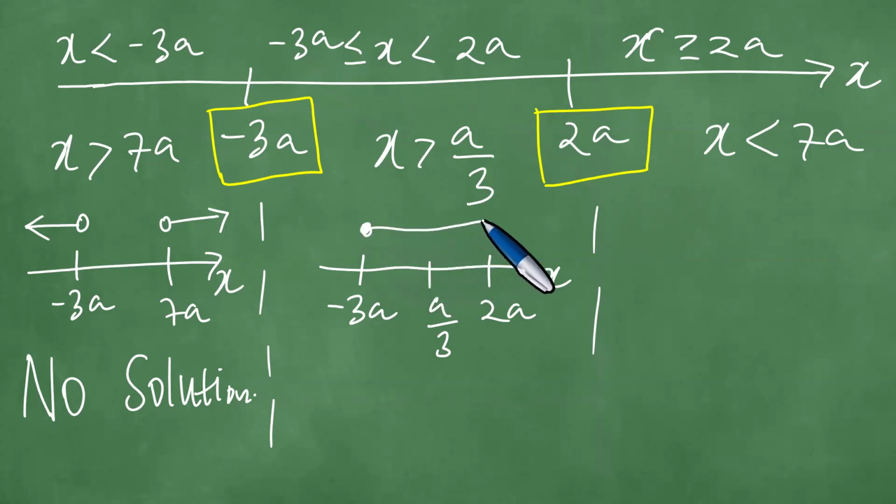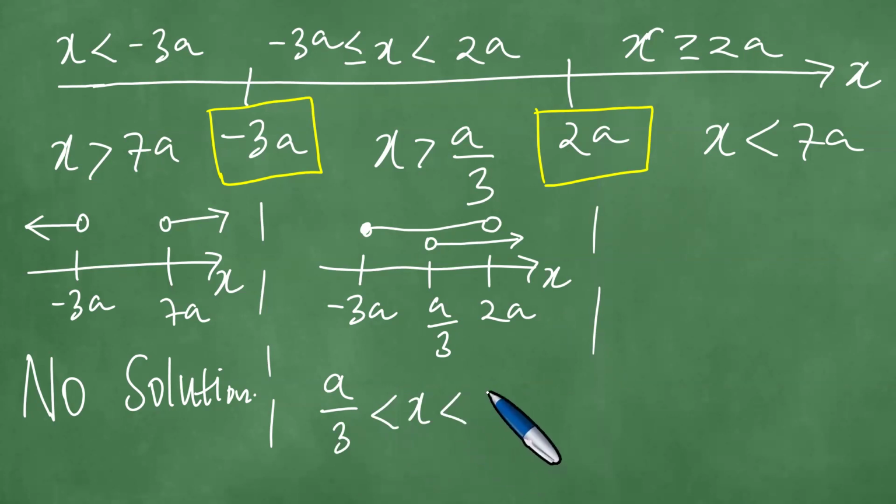So we have minus 3a and 2a, where x is bigger than a over 3. Where do we have an overlap? The overlap occurs between a over 3 and 2a. So here you have a over 3 is less than x, and this is less than 2a. Okay, we continue.